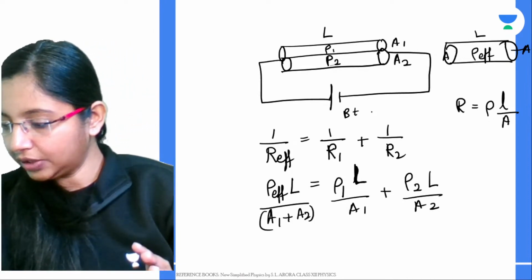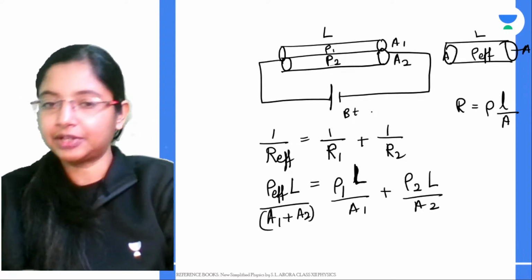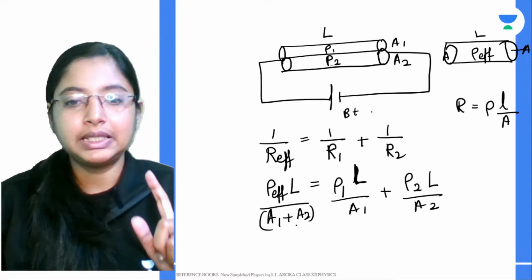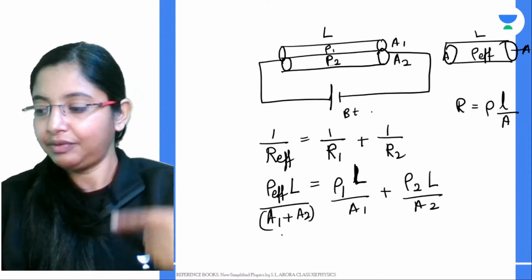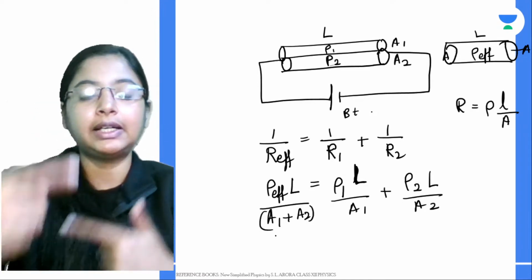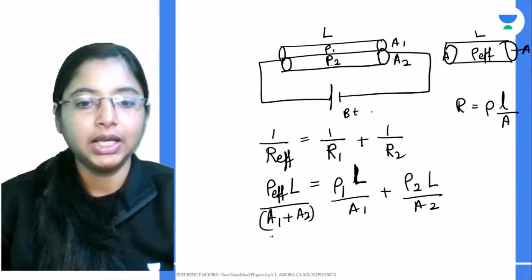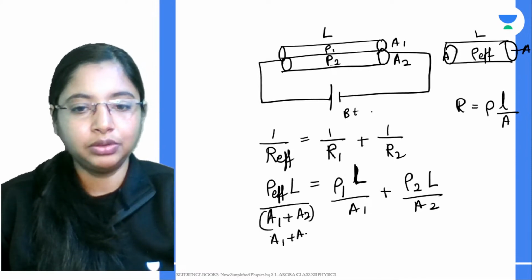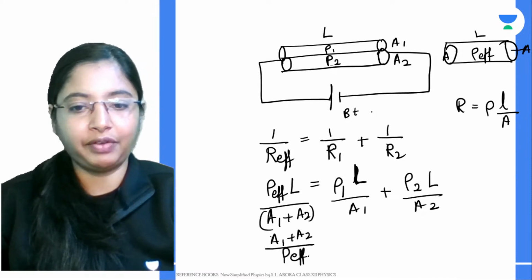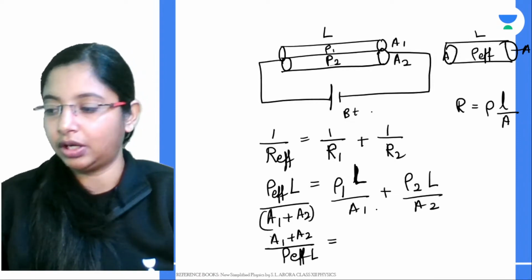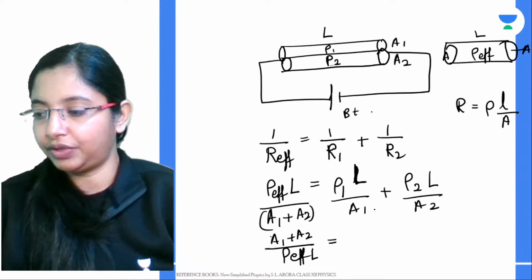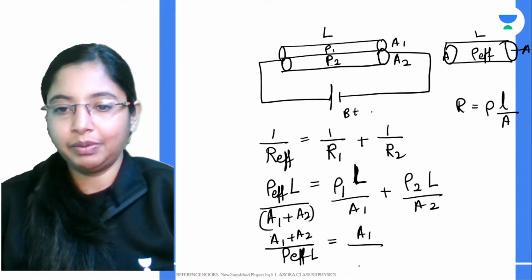Okay. Hello Akshay, whatever you're giving is actually right. Now this is 1 by RF. What you want is effective resistance, so we will take the reciprocal of all of these values. Then you will have A1 plus A2 divided by rho effective resistance by L, because we are taking the reciprocal of each of these values. Then this will be A1 by rho 1 into L, and then you will have A2 by rho 2 into L.